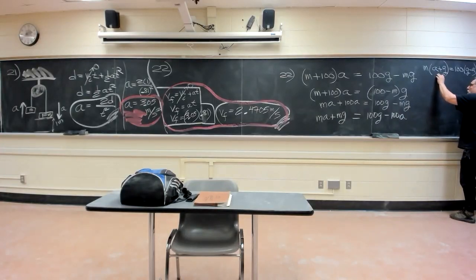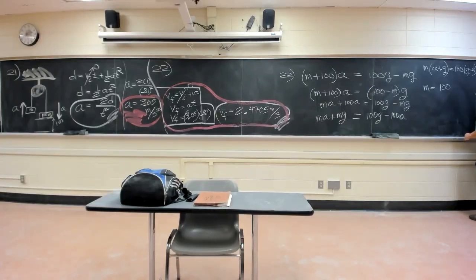Let's divide by the quantity a plus g on each side. M is going to be this. M is going to be 100 times g minus a over g plus a.